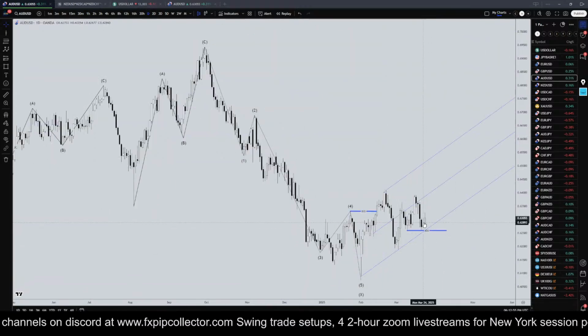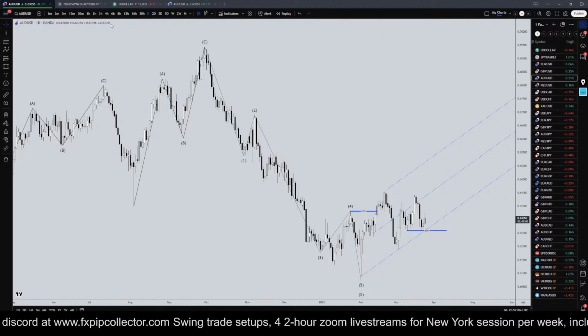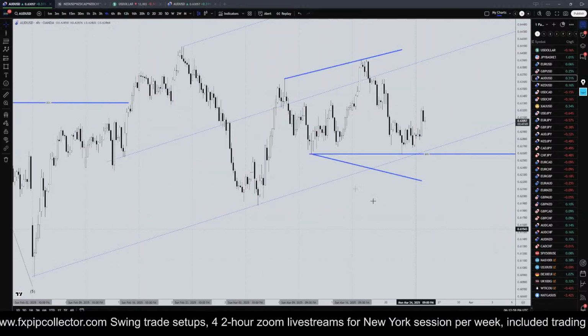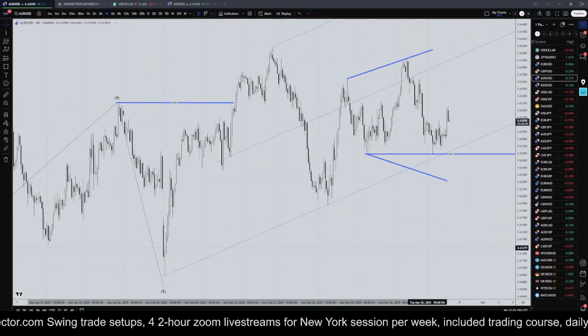Aussie dollar made a pretty good push up today, but I don't know. I really don't think it's it. I actually am starting to wonder if it's a WXY.